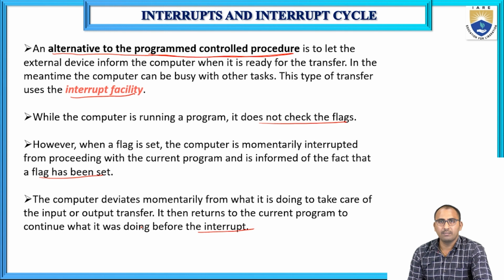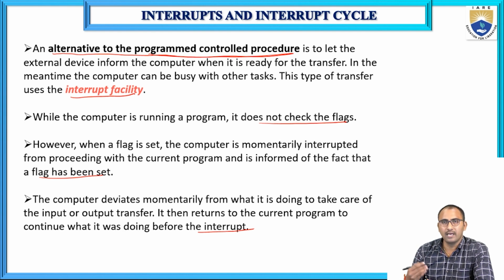So whenever an interrupt occurs, the CPU will stop the currently running program and go to the corresponding interrupt related program. Then it will execute all the statements in that interrupt related program. Then it will return back to the next instruction of the currently running program. Okay, so in this way, it will service the interrupts.